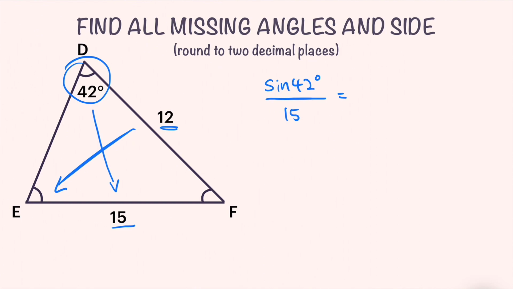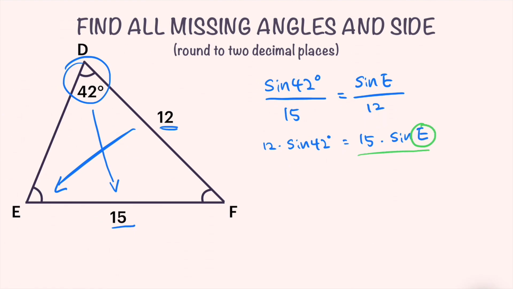So let's start. Sine of angle 42 over 15 is equal to, let's use the side 12 to find the angle E that it is the opposite of. So we have sine E over 12. Let's cross multiply. 12 times sine 42 degrees is equal to 15 times sine E. What can we do to isolate our variable E?